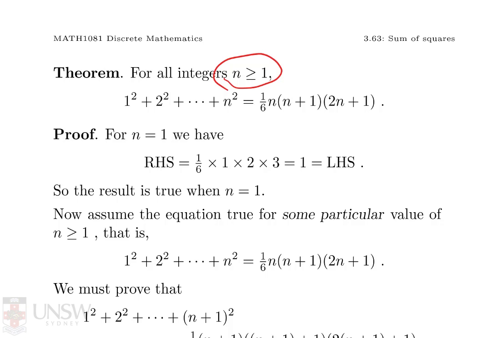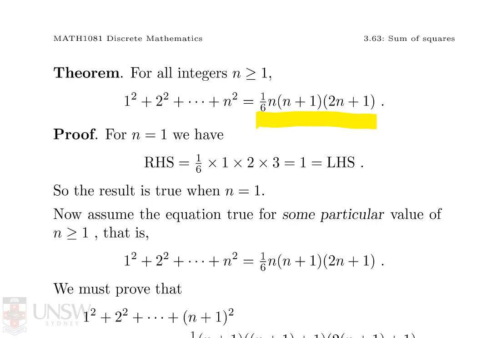Now, if n equals 1, then this left-hand side here is simply 1 squared, which is 1. And the right-hand side here is 1/6 times 1 times 2 times 3, which is also 1. So the statement is definitely true when n equals 1.